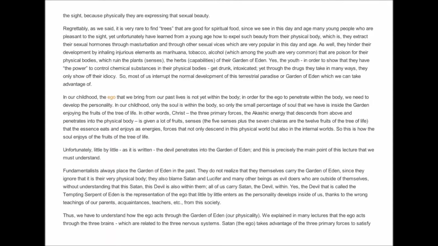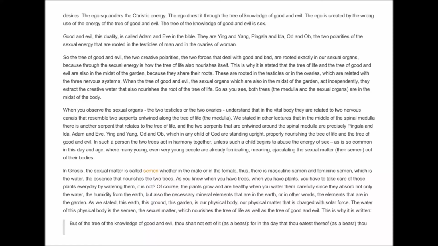In childhood, the soul, since the ego that we bring from other lives is still not within the body, because in order for the ego to penetrate into that body, we need to develop the personality. We talk about that in other lectures. So the soul is just there. The few percentage of soul that we have is inside this garden and enjoying the fruits of the tree of life. In other words, Christ, the three primary forces, the Akashic energy that descends from above and penetrates into the physical body, is giving a lot of fruits. Senses, as we explained, the 5 senses plus the 7 chakras are the 12 fruits from which the essence eats and enjoys the energies, the forces that are not only in this physical world, but in the internal worlds. And this is how the soul enjoys the fruits of the tree of life.